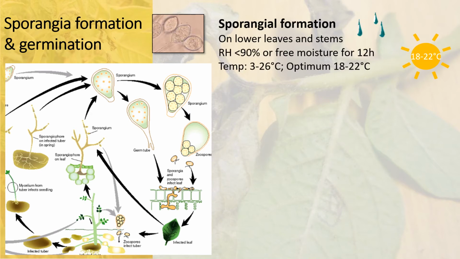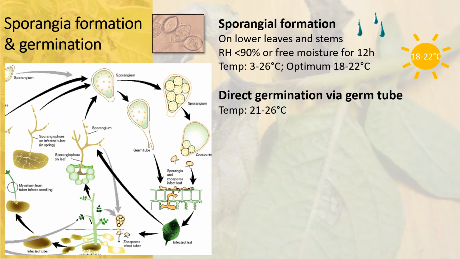So sporangia form on lower leaves and stems, generally in a dense canopy, where the relative humidity is high but not much higher than 90%, or where free moisture has occurred for 12 hours or longer. Sporangia can form at temperatures between 3 and 26 degrees C, which is quite a wide range, although the optimum temperature for sporangial formation is between 18 and 22 degrees.